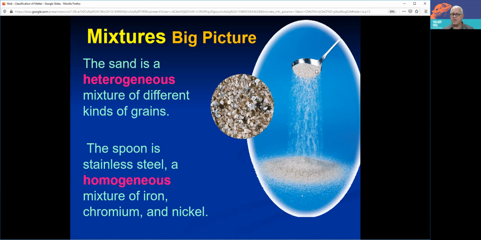The spoon over here that's holding these grains of sand is made of stainless steel, and that's a homogeneous mixture of iron, chromium, and nickel. There's not a chemical reaction that happened there, but it's just an even distribution forming that stainless steel.